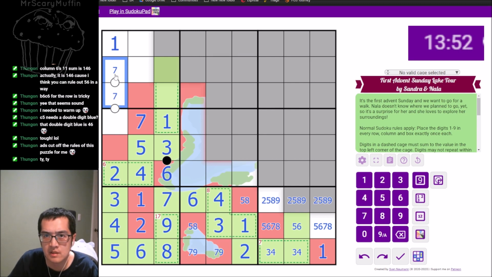So it could be 7, 8, 9. This, or it could be 7 here. This would be 6, and this would be the 8. This is 8 or 9, which means that is the 7. 6, 8, 9.